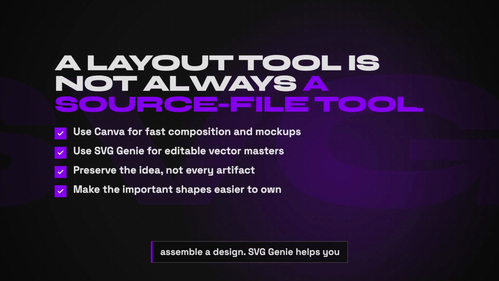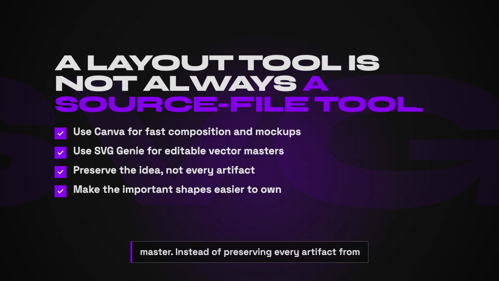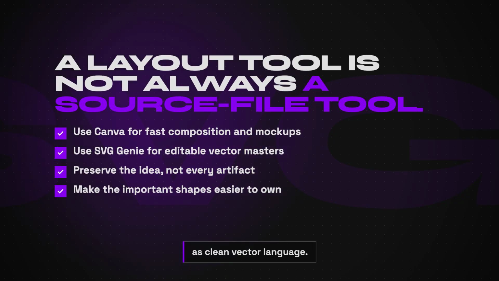Canva helps you assemble a design. SVG Genie helps you turn that direction into a reusable SVG master. Instead of preserving every artifact from the canvas, you rebuild the important shapes as clean vector language.